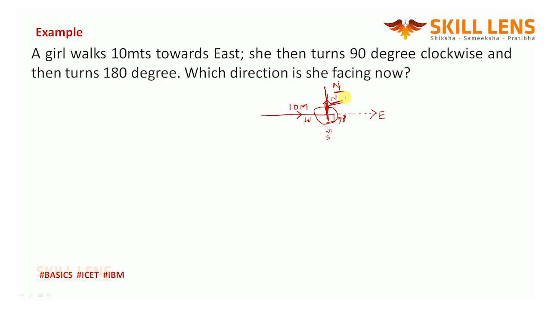So this is how you need to answer your question. Now she is facing towards north. She is not moving anywhere. From the starting point she is at 10 meters, and initially she was facing towards east, but according to our question's directions, now she is facing towards the north. This is how you need to answer your question. These types of questions are asked in ICET and IBM, and a lot of competitive exams are going to ask these types of questions.